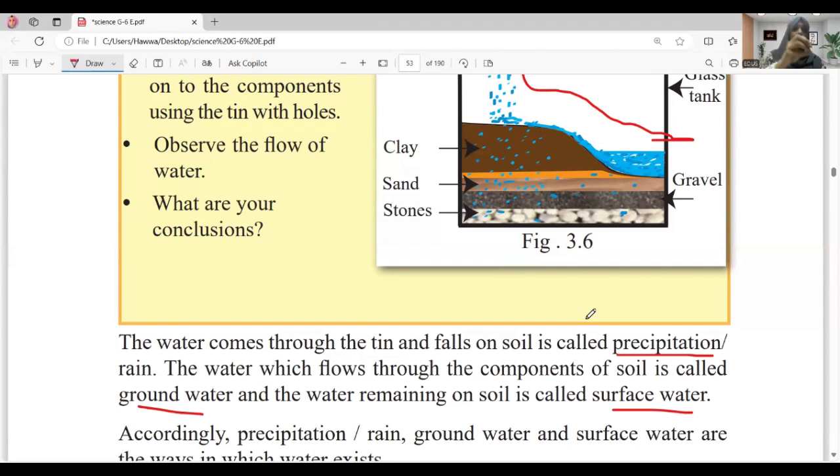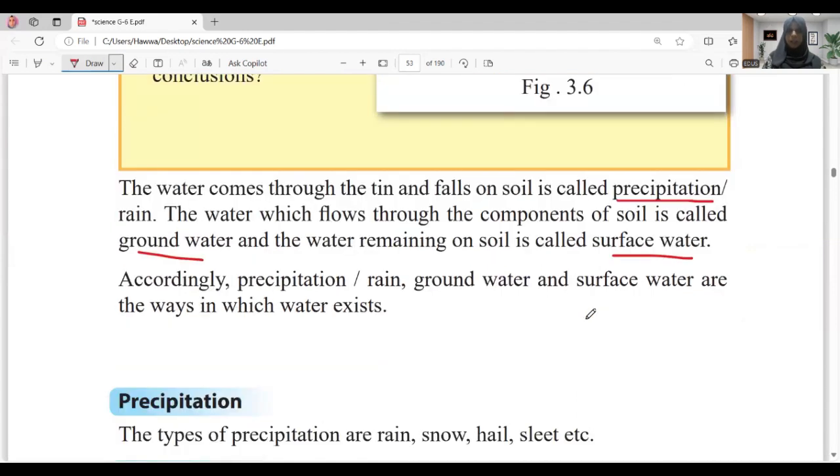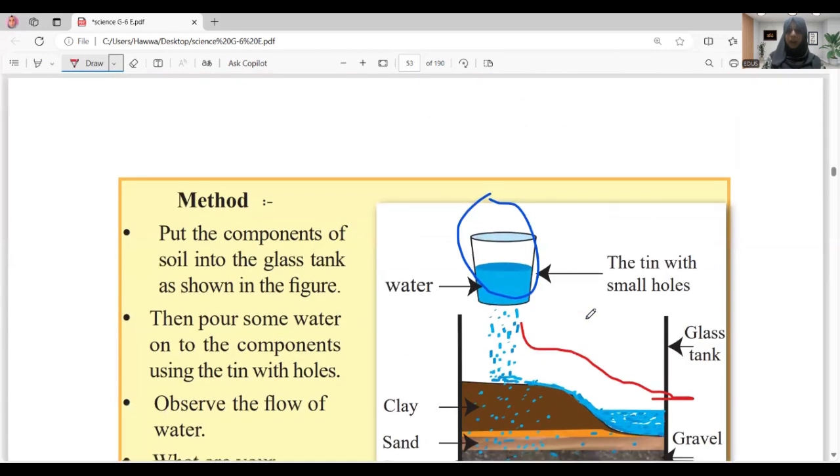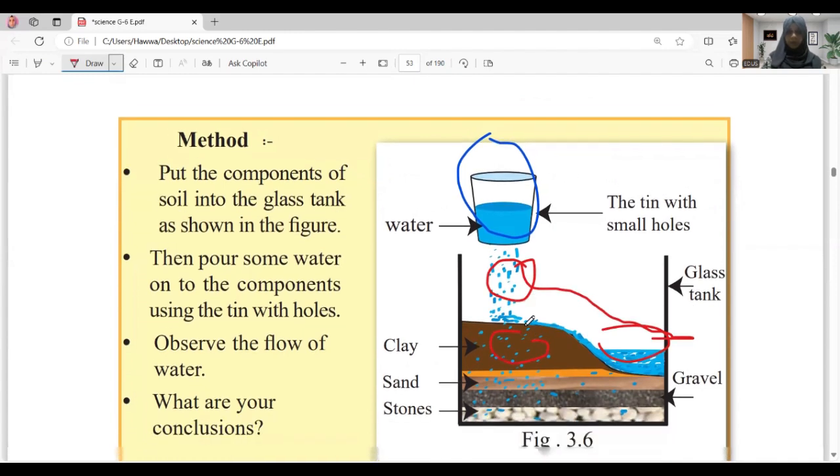And then the water which is flowing through the soil, or flowing inside, is called groundwater. And the water which stays on the surface, on the top of the ground, is called surface water. So accordingly, rain, groundwater and surface water are the ways in which water exists. So you have surface water, you have groundwater, and you have the rainwater. These are the three types of water: surface, ground, and rainwater.